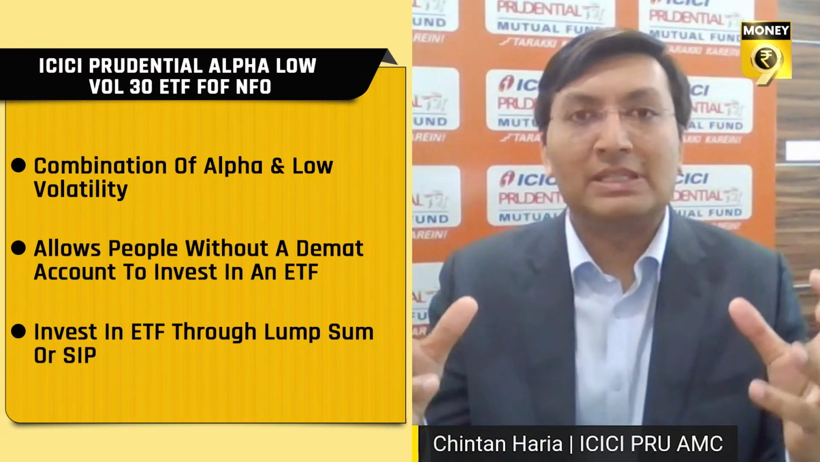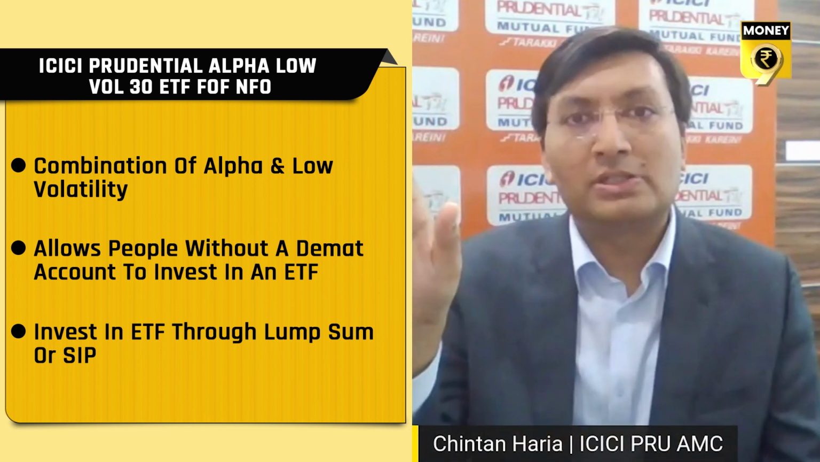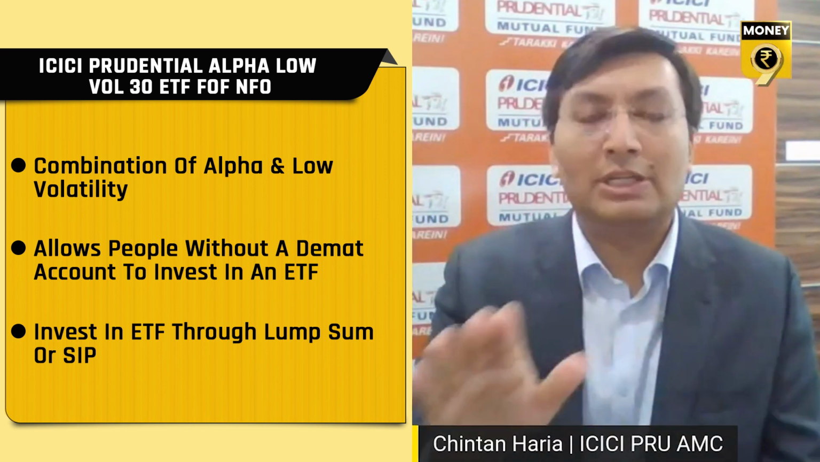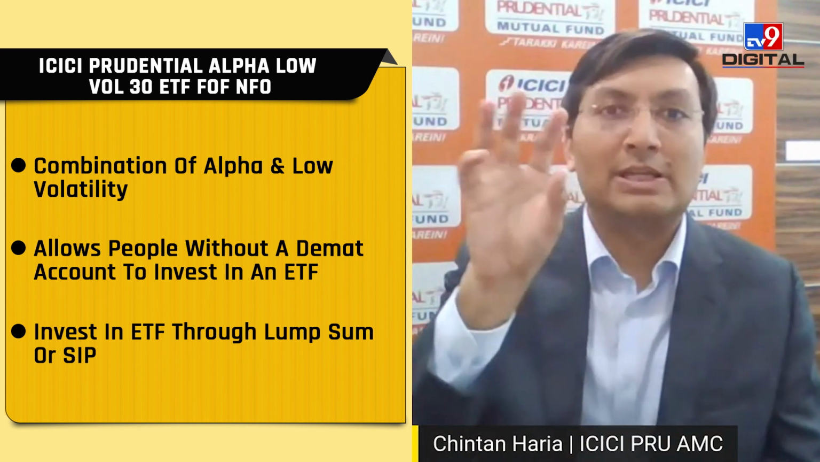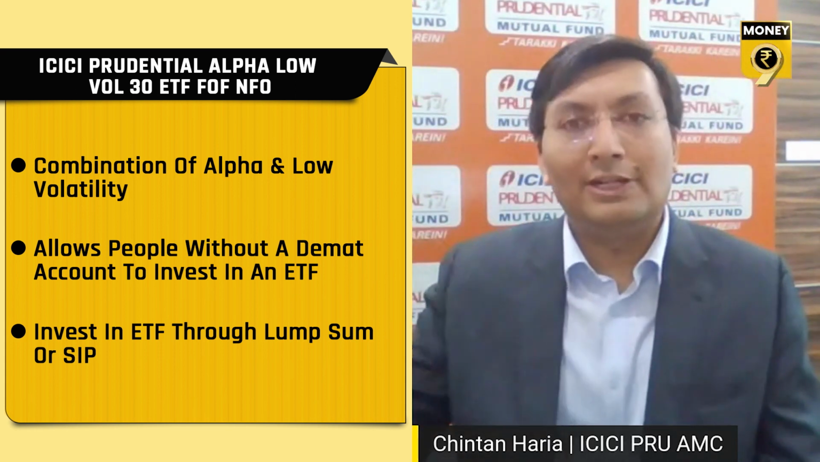So the ICICI Prudential Alpha Low Vol 30 ETF FOF NFO. The name is long, but it is self-explanatory in terms of what it is doing. It is picking up 30 stocks by basically combining these two factors of alpha and low vol. It is a fund of fund structure, so those investors who do not have a demat account or trading account do not need to worry. You will get exposure into the underlying ETF, because the money which comes into the fund of fund will go into the ETF, and the ETF will track the index.